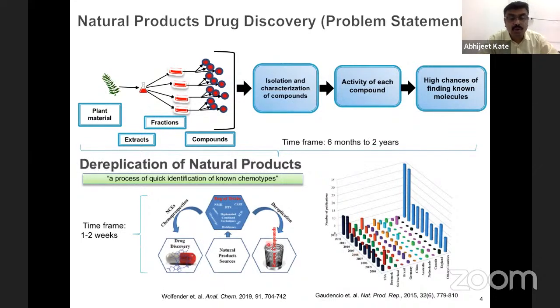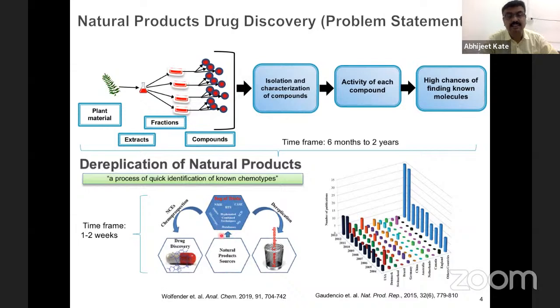If you see this diagram carefully, what we have is the natural product source. Suppose you have collected 100 plants from different areas of India. Now you want to see which plant extract should be worked on first. You need to prioritize it. 100 at a time you cannot work on. Now how will you select? How will you decide? And that is where these things play a role.